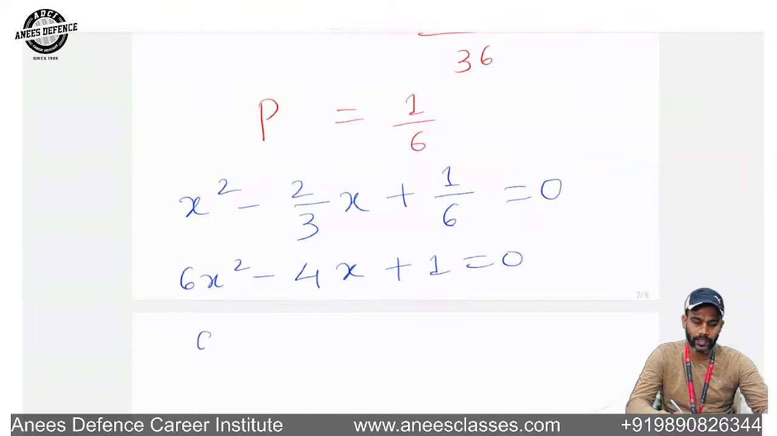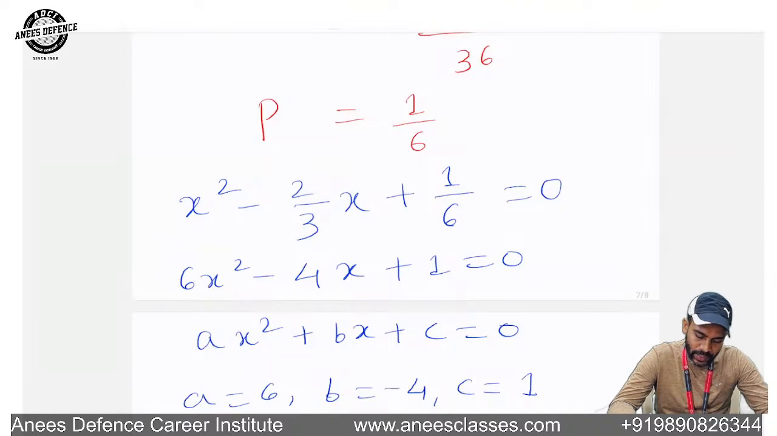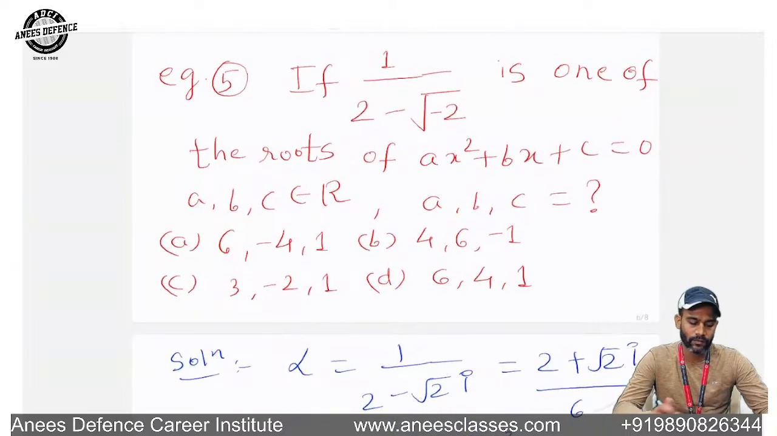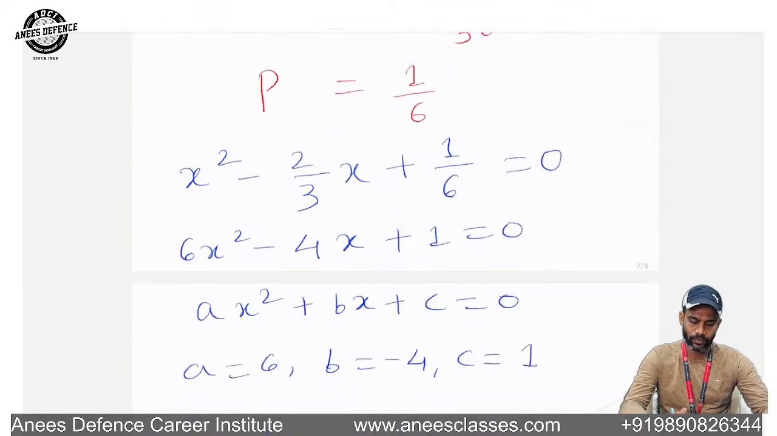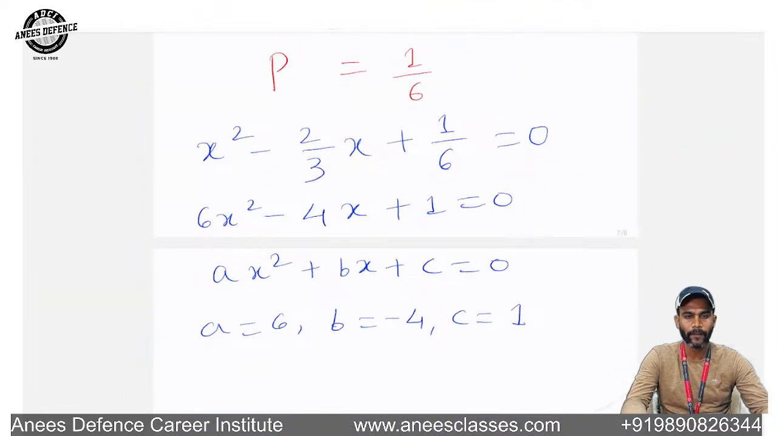Now just compare this particular equation with the standard one. So you'll get, see, what is A? 6. What is B? Minus 4. What is C? 1. Yes or no? Yes. So we have got 6, minus 4 and 1. Which option is correct? A option, I suppose. Is there any doubt? No. Please note it down. I hope you understood, online students.